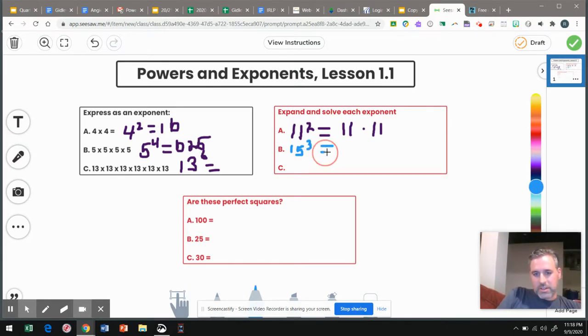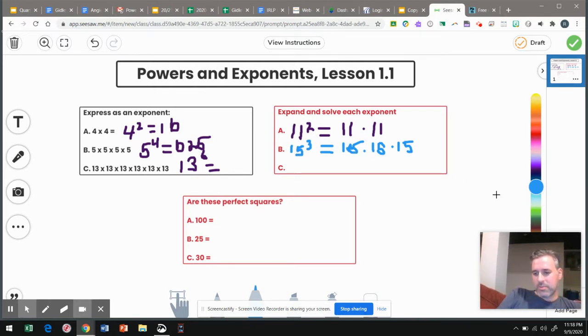All right, so 15 to the third power is equal to, again, 15 times 15 times 15. Because 15 is our base, and we know that the exponent is 3, and it's telling us to multiply that base number 3 times. So you want to write it as 15 times 15 times 15, okay?